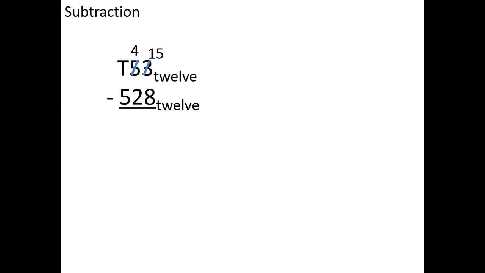So now I think I'm in business. In my ones column, I've got 15 minus 8, which is 7. In my next column, which is actually my 12s column, I have 4 minus 2, which is 2. And in my third column, which is actually my 144s, I have 10, that's what T is, minus 5, which is 5. So my difference is 5, 2, 7, base 12.